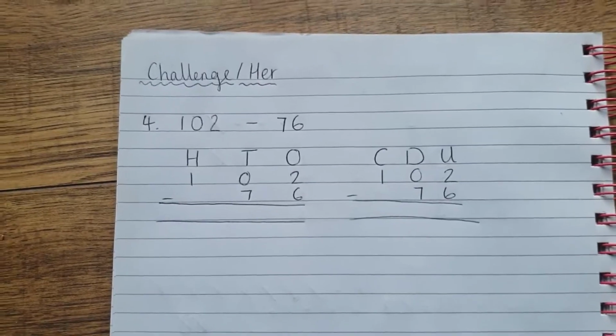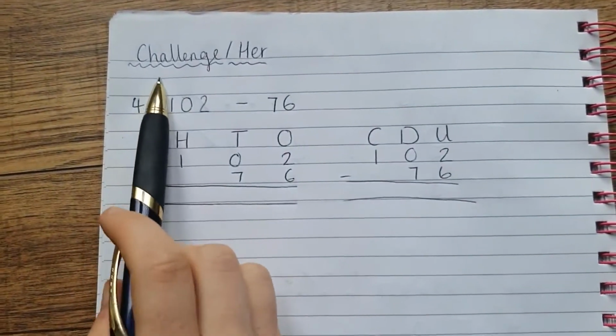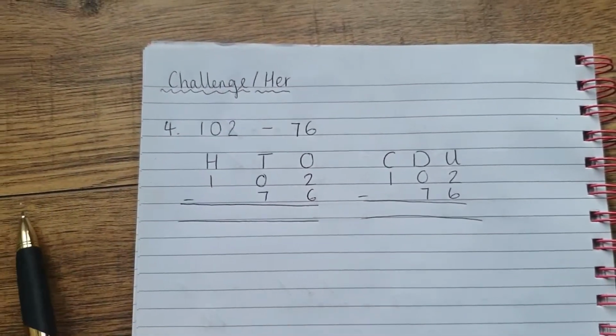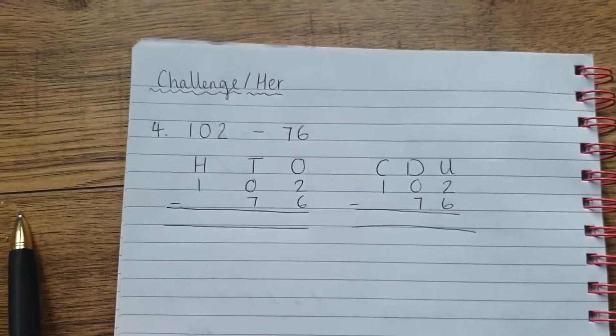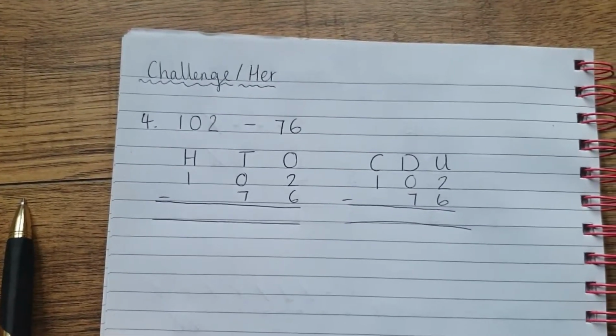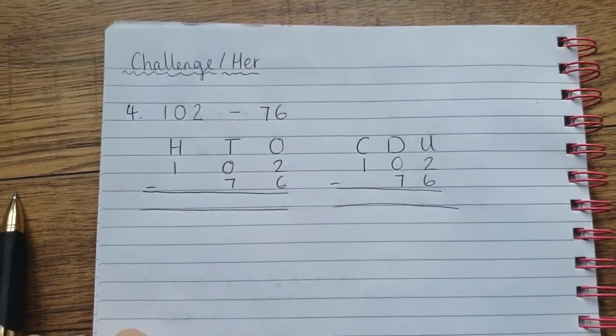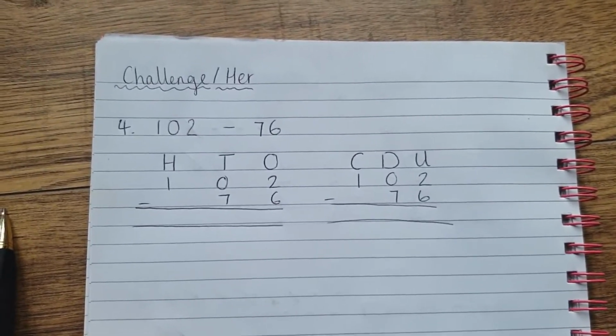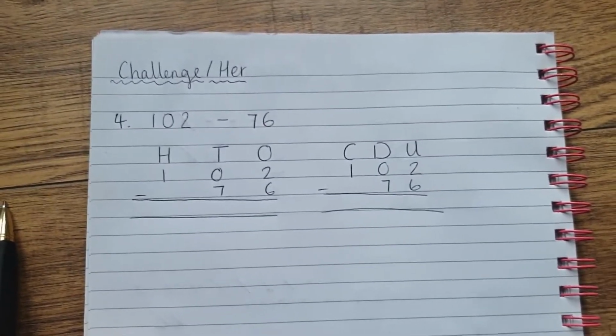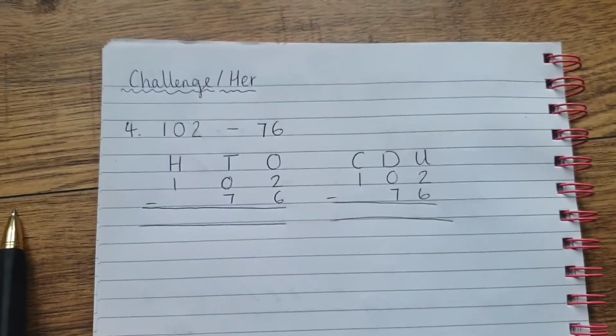The next version of subtraction I'm going to show you, you may notice that I've put "challenge" at the top of the page, because this is a little bit more tricky, a little bit more thinking power needed from us to solve it. This is an example of when we have to borrow from the tens column when there isn't enough in the tens column.